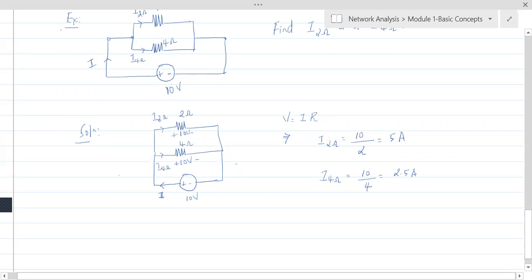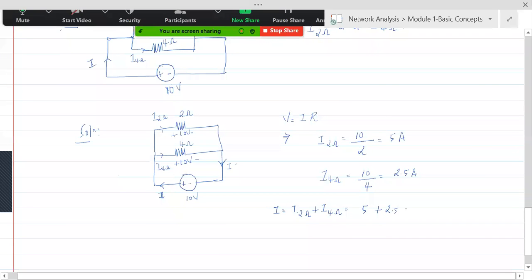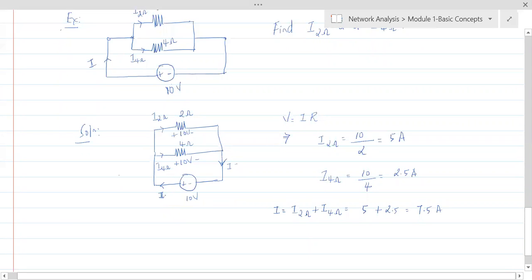Now we have found I 2 ohms and I 4 ohms. What is I flowing here? This total I is actually I 2 ohms plus I 4 ohms. The current through 2 ohms is 5 amperes and the current through 4 ohms is 2.5 amperes. So the total current in the circuit is 7.5 amperes. We saw this there also.